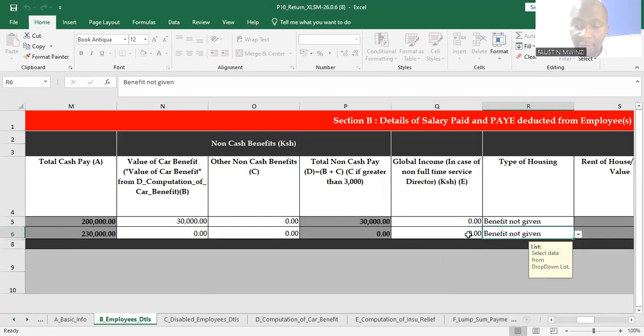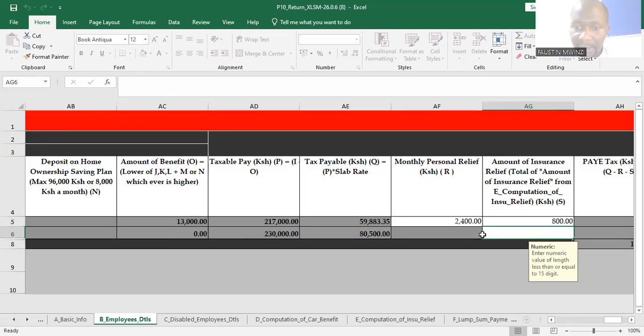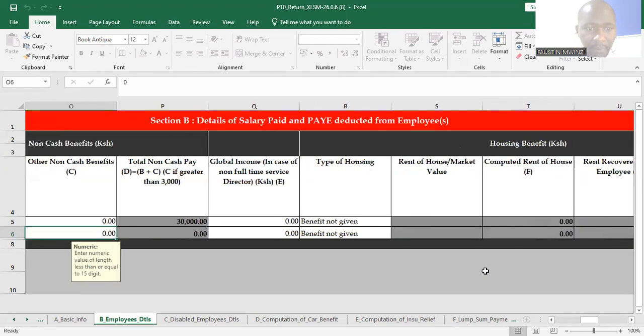I know what the meaning of this global income is, but it's too much detail to explain. Now, I want you to notice something here: the difference between primary and secondary employee. One, with this one, there is no option for pension. Where were we?